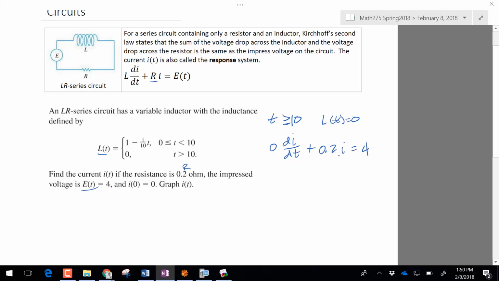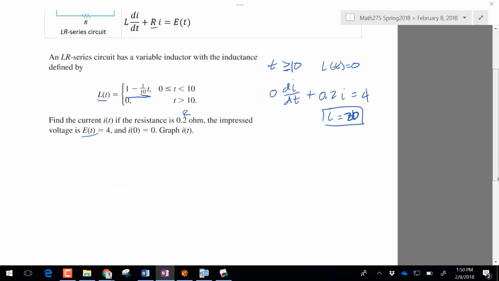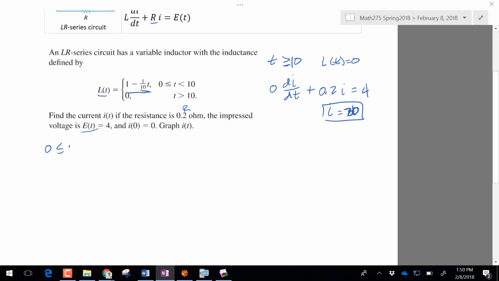And then we can solve for I, right? What's I equal to? 4 divided by this. This is 2/10, right? 10 over 2. 20. So when t is bigger than 10, this turns out to be a constant. Then we need to solve the differential equation for t between 0 and 10.